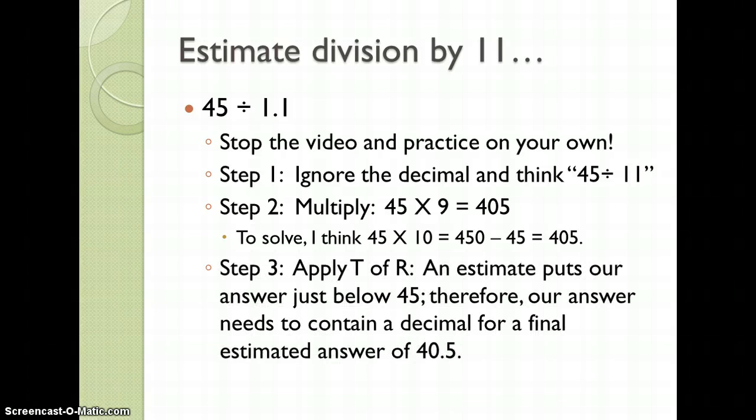Apply the test of reasonableness. An estimate puts our answer at just below 45. Therefore, we need to contain a decimal for our final estimated answer of 40.5. The true answer is 40.9 rounded.